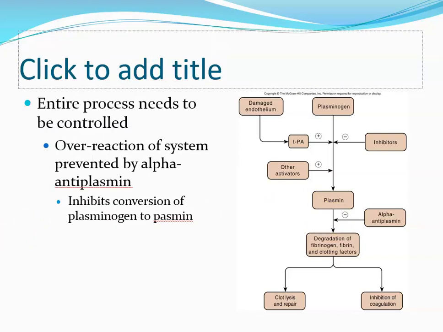This entire process also needs to be controlled. Overreaction of the system is prevented by a material called alpha antiplasmin. We see this over here. One objection I have to this flowchart: alpha antiplasmin should actually be up here, because what it does is inhibit the conversion of plasminogen into plasmin. It does not inhibit the action of plasmin. So this should be up in this area.